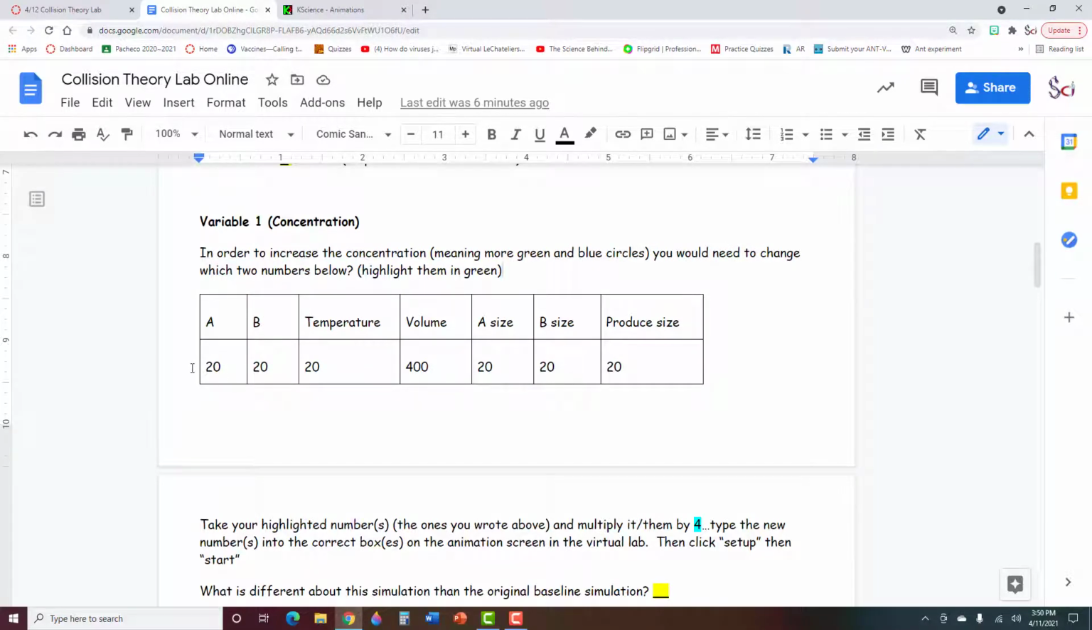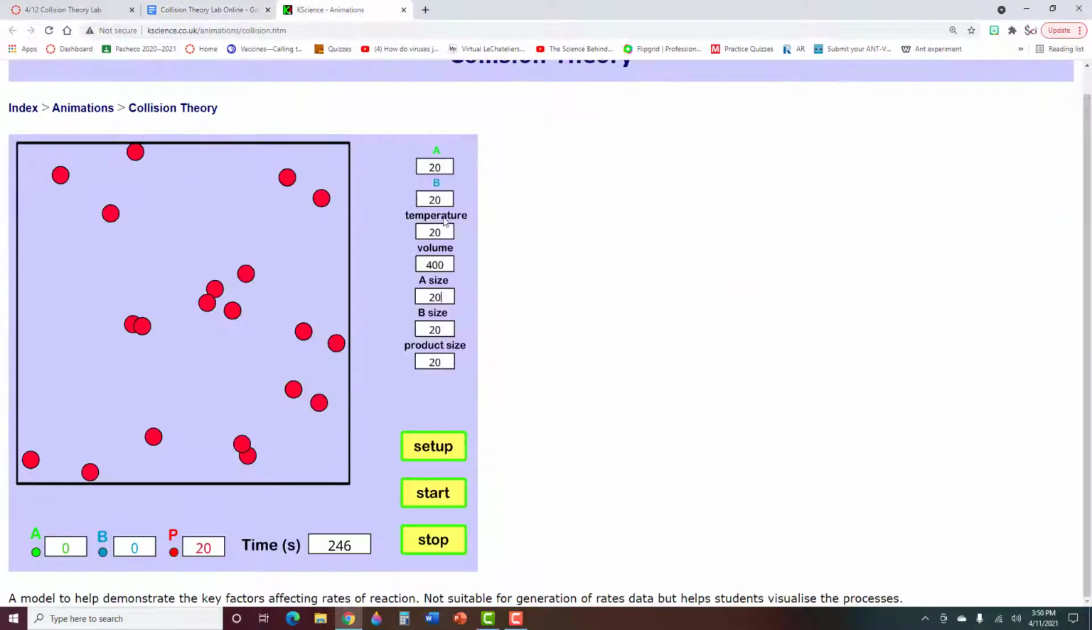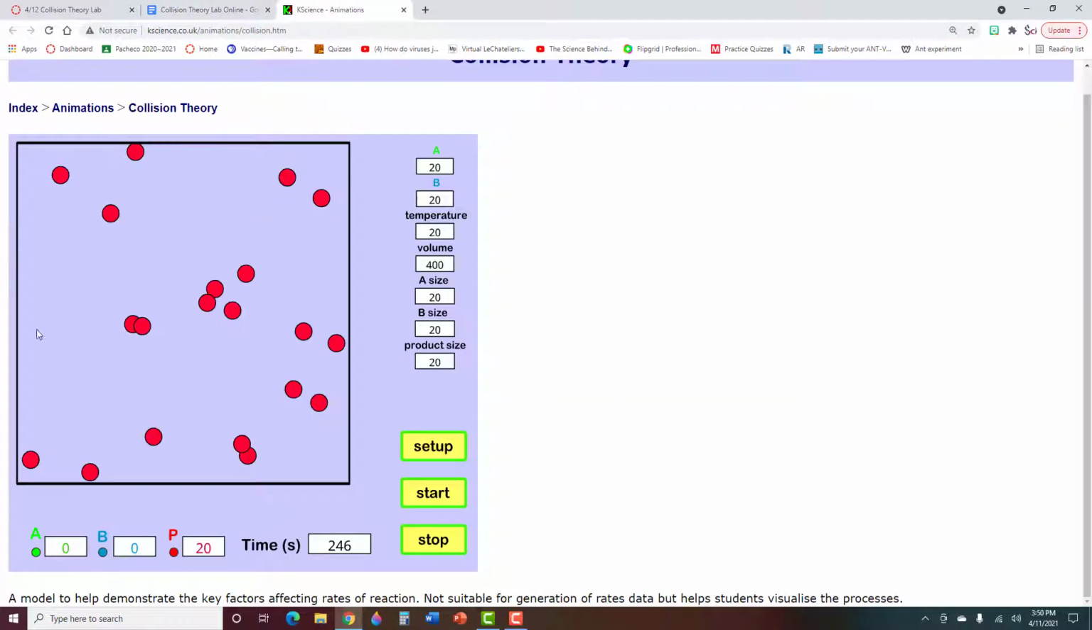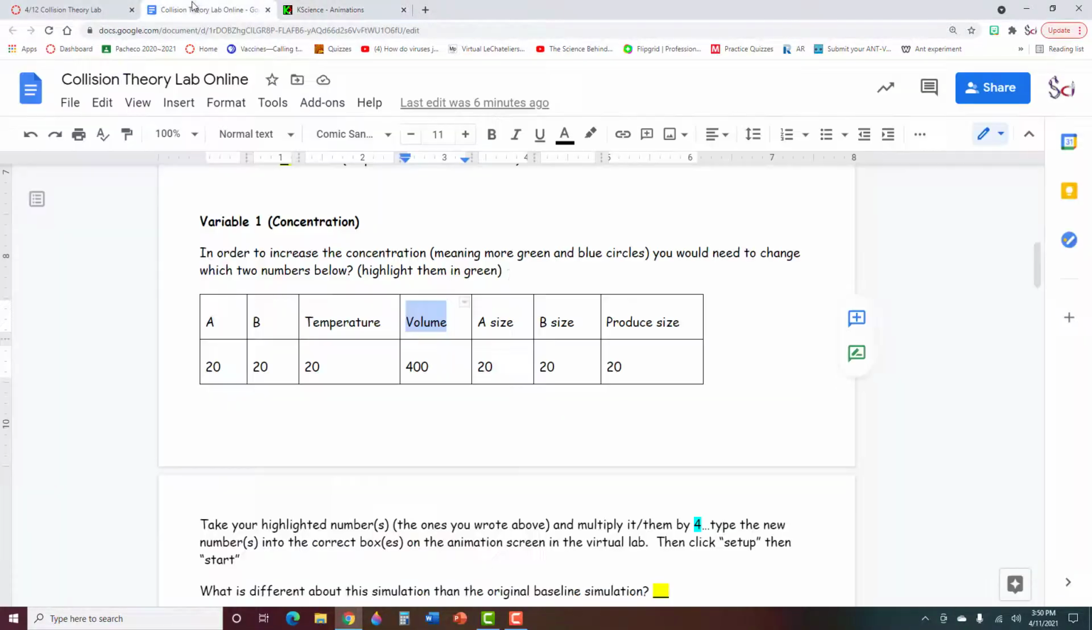So A refers to how many balls of A we have. So A is green. So this one refers to how many green balls there are. B refers to how many blue balls there are. Temperature refers to the temperature. Volume is how big the space is. So this is our volume, how big the square is.